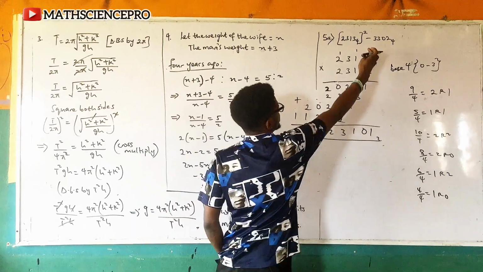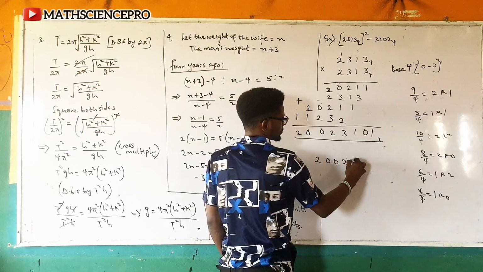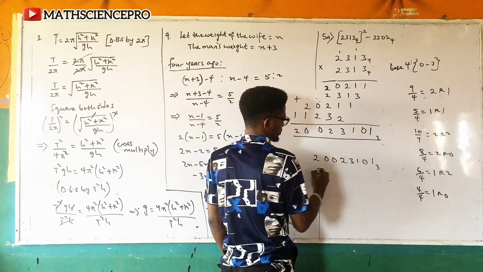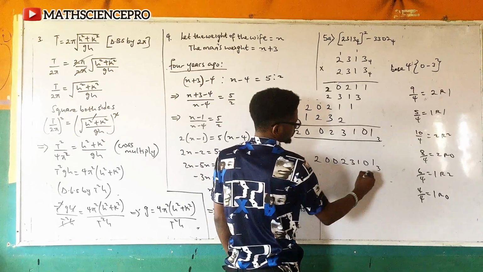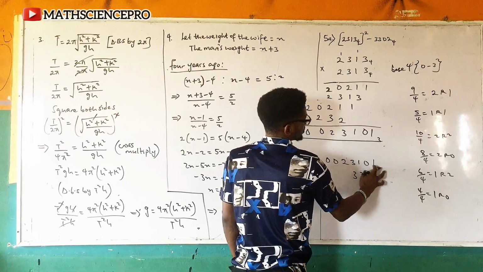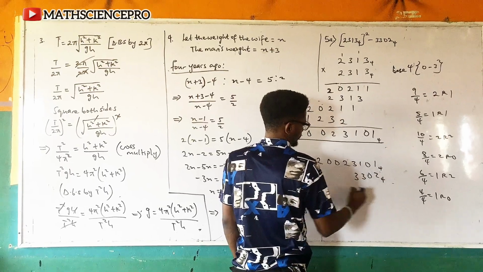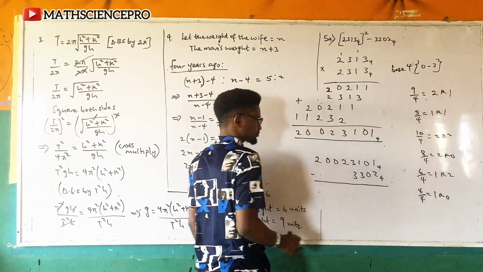So let's subtract. Let's bring in this now. So I want to subtract 200231001 in base 4. Now I have 3302. Sorry, I'm working in base 4. Alright, so let's subtract.